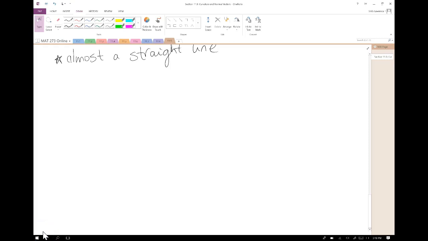Our last topic for this section is tangent vectors and normal vectors, and there's a really neat application of both of these that we're going to discuss towards the end. So we have something called a unit tangent vector.